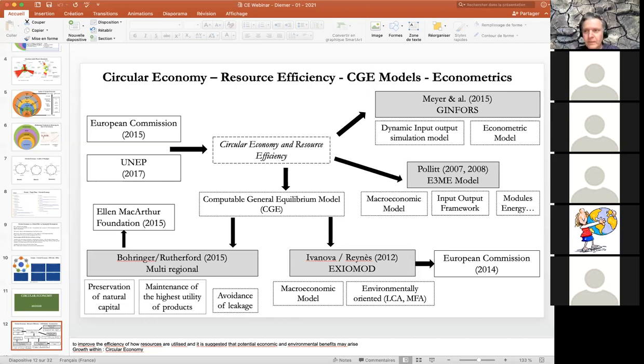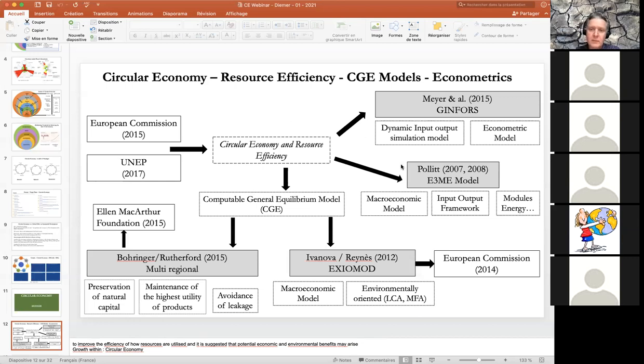If you check all the models in use, many try to use the CGE approach, which means most of the time you have macroeconomic models. You try to understand what we consume, invest, and produce, and you try to reconnect this model with environment models, could be life cycle analysis, for example, or material flow analysis. So I should say this is the hardcore of the models today when we think about circularity.